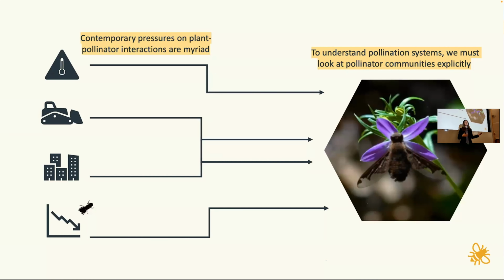So we have these past pressures, but now we have contemporary pressures on plant-pollinator interactions. One of the most worrying of these being anthropogenic climate change, which, within the literature, has changed plant-pollinator interactions in really unpredictable ways. We also have widespread human disturbance and habitat fragmentation, urbanization, and then the decline in pollinators overall because of widespread pesticide use in agricultural systems.